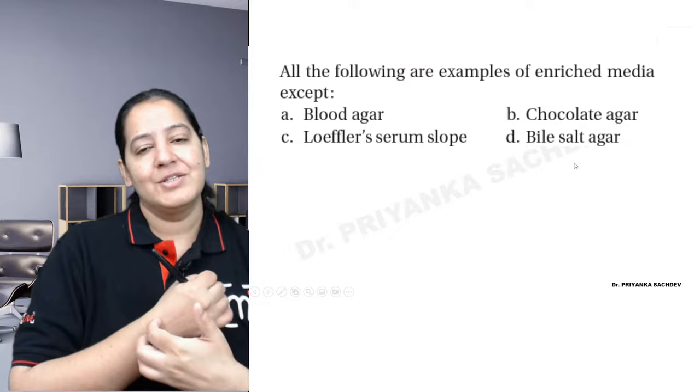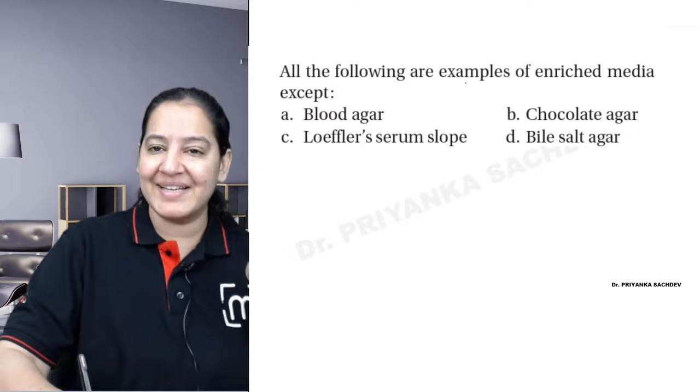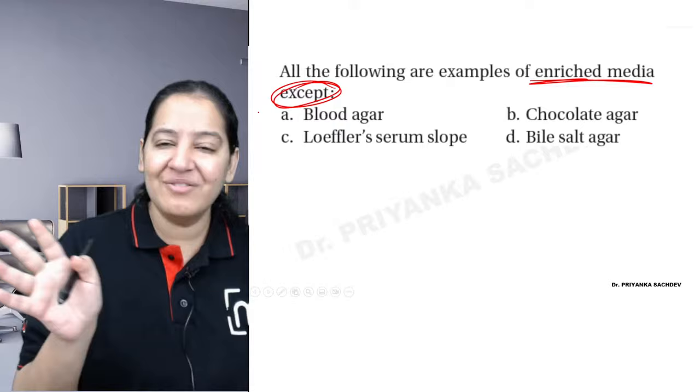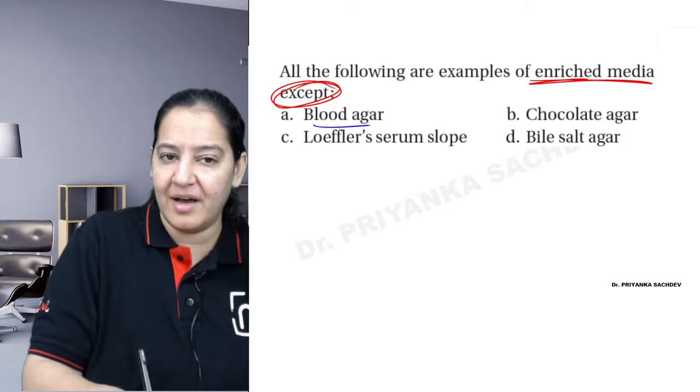The next one. All of the following are examples of enriched media except. Don't miss the word except. So which of the following is not an enriched media? The four options are in front of you: blood agar, chocolate agar, Loeffler's serum slope and bile salt.